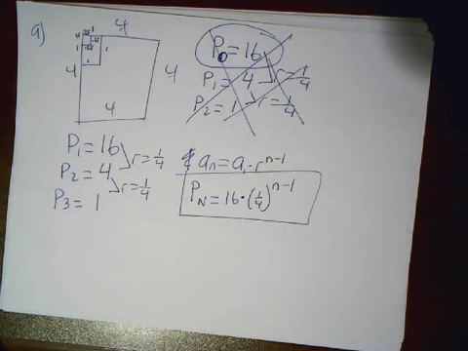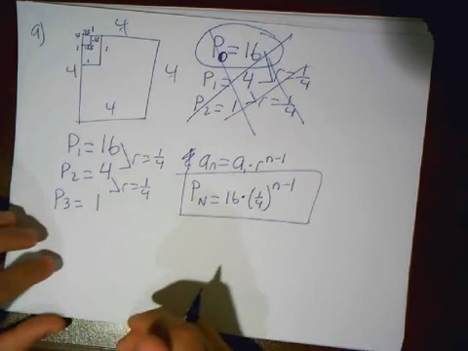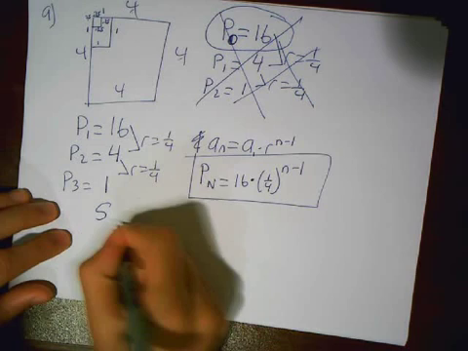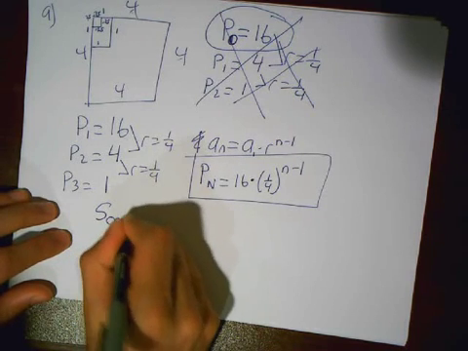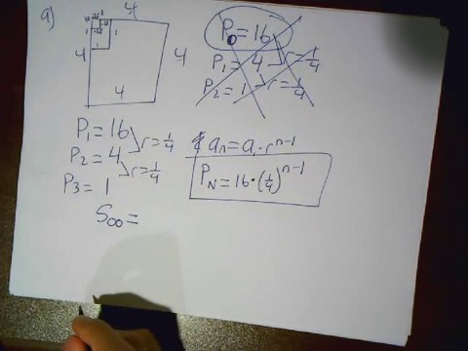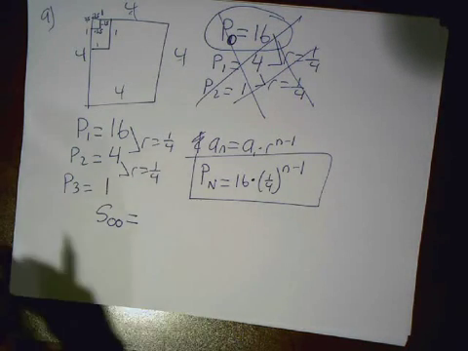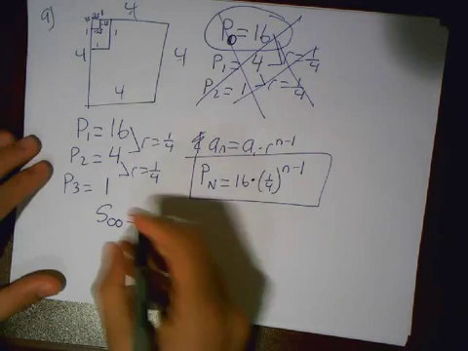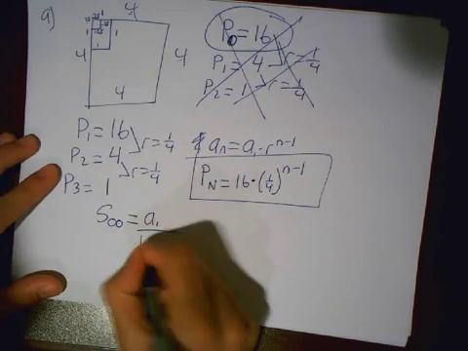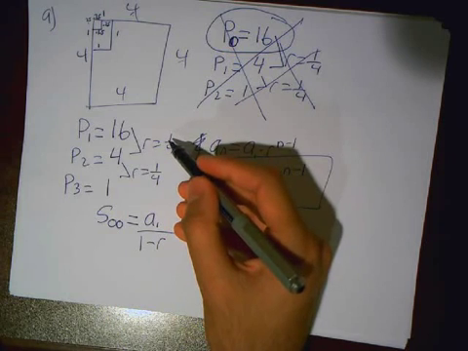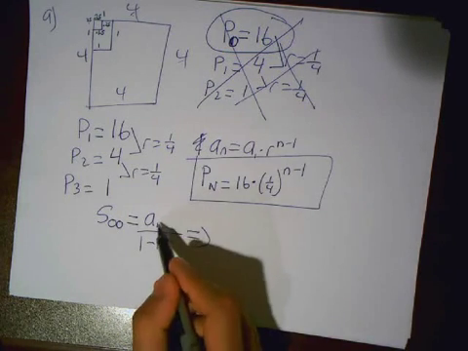Part B says find the total perimeter of the garden. The total perimeter means added up every single time. So we want the sum of an infinite geometric sequence. As I'm sure you talked about in class, the sum of an infinite geometric sequence that converges is A1 over 1 minus R. We know this converges because R is less than 1. 1/4 is less than 1.